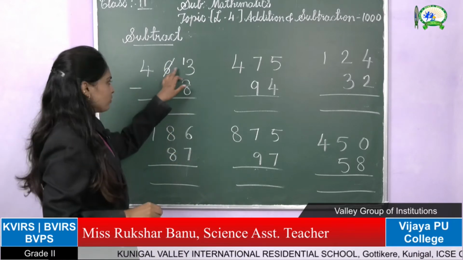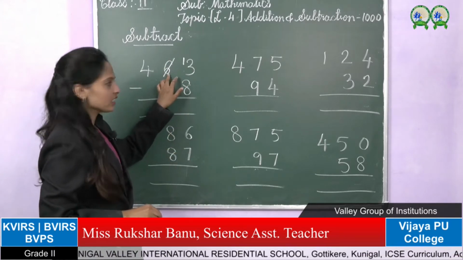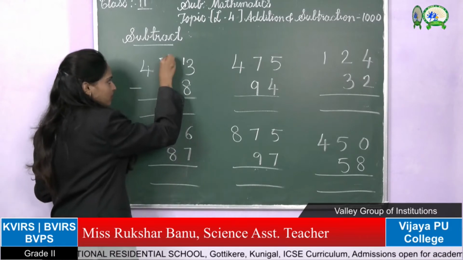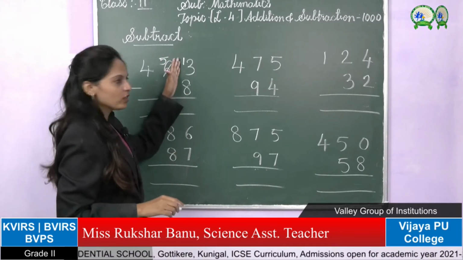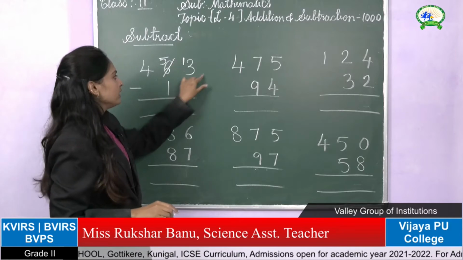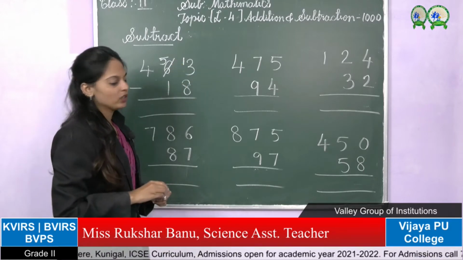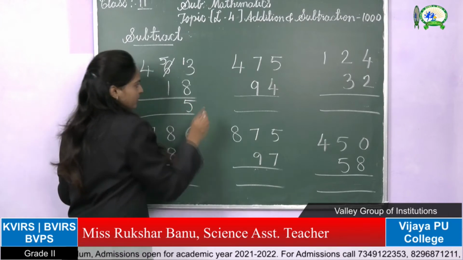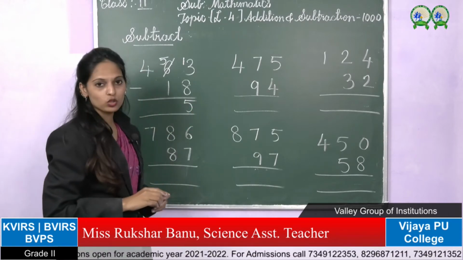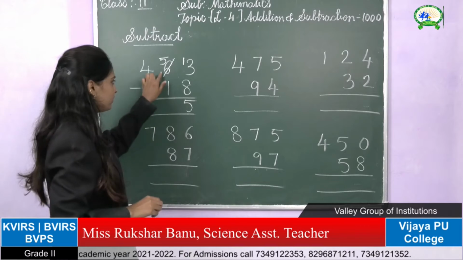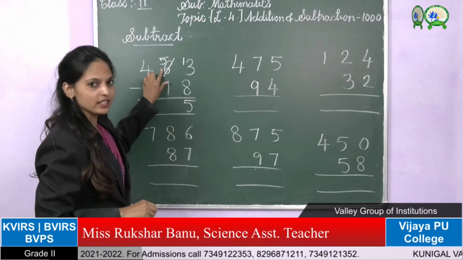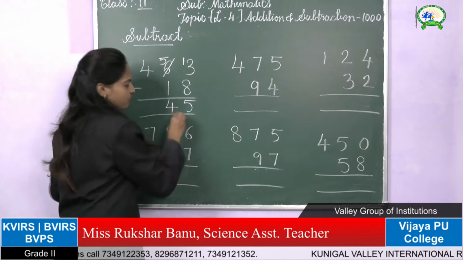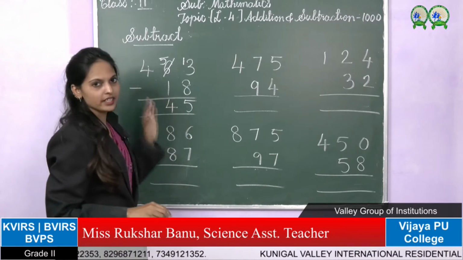If we take 1 from 6, here 5 will be there. So now we got 13 ones. In 13 we have to cancel 8. So 13 minus 8 is 5. Next here we have 5 tens. So 5 minus 1 is 4.